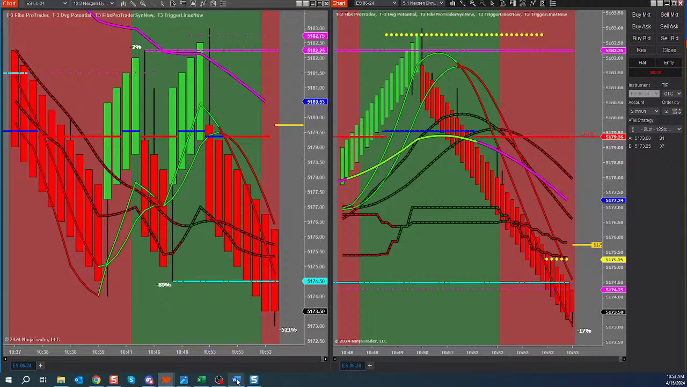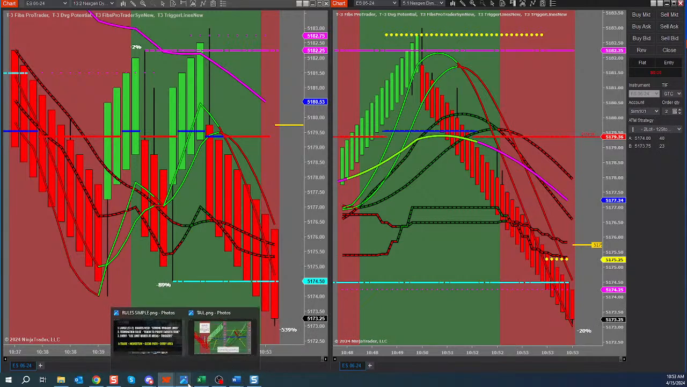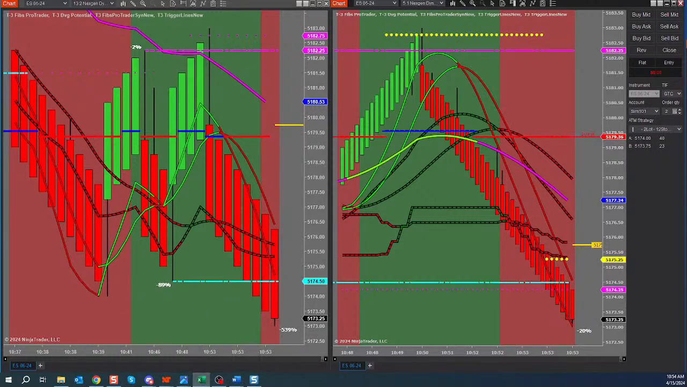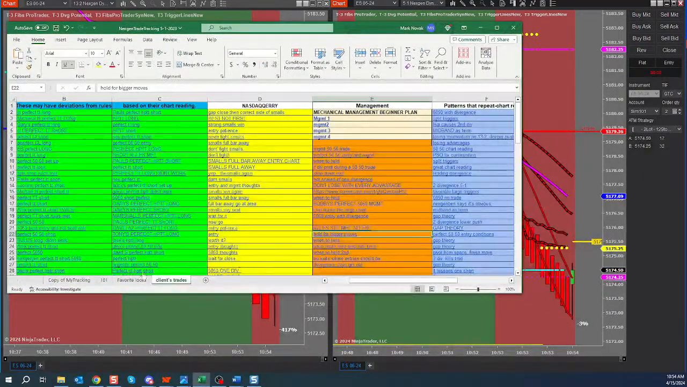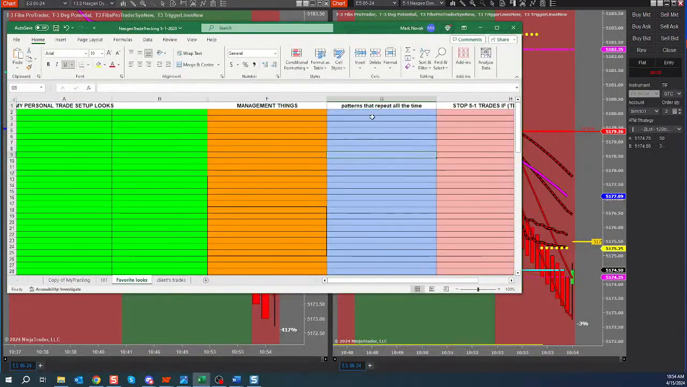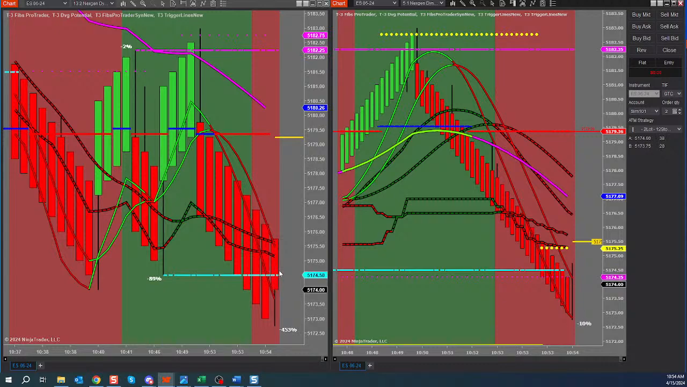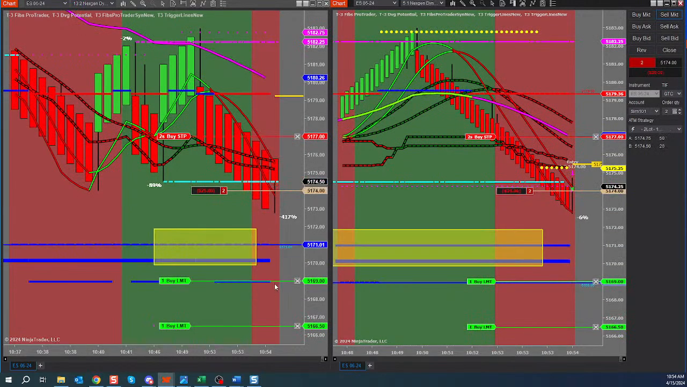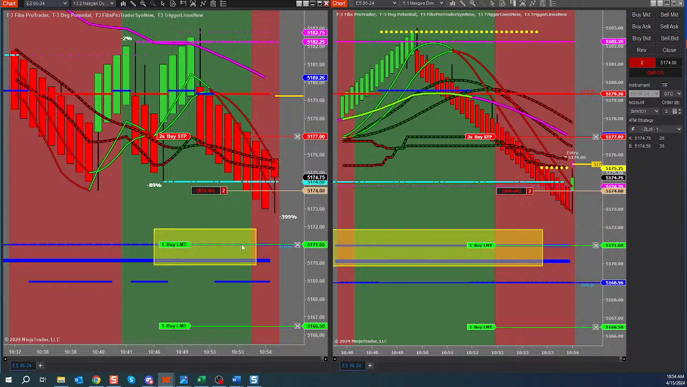So take that picture, right, and go to your spreadsheet, and under patterns that repeat all the time, drop it in there and study it and go, hey, wait a minute, I see this one a lot. So much so that maybe I'll go short right here, right? And I'll put a target right here. And I'm not saying that this is a trade, ladies and gentlemen, but that's a termination condition.